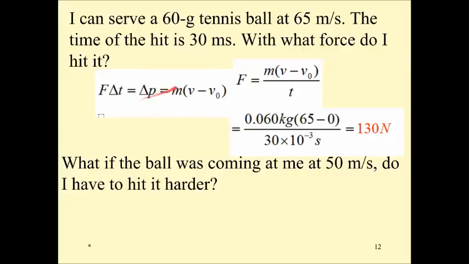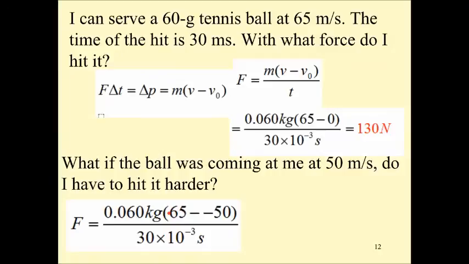Well, we can just basically look at this formula here, right? Because we're basically doing the same thing. We're looking for the force. So now we put this in, but look at this. The final velocity will still be 65 meters per second, but because it's coming at me, I'm going to subtract a negative 50. So sure enough, I subtract a negative, which means I'm going to add those two velocities together. And in fact, I have to hit it with 230 newtons.